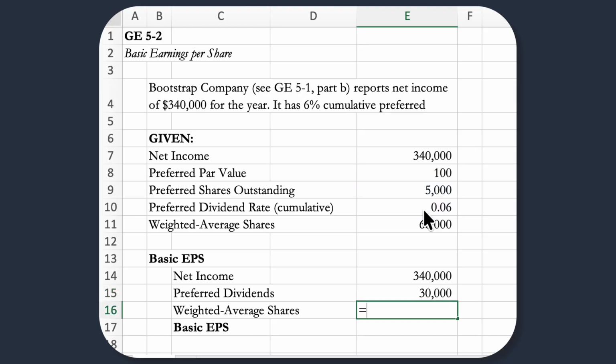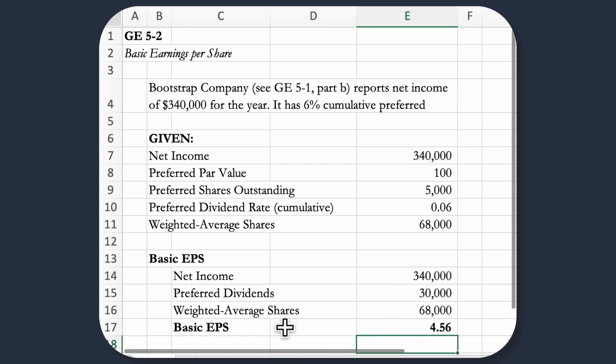Then we've got our weighted average shares outstanding given to us, and we can calculate our basic earnings per share with our numerator of net income less the amount of preferred dividends. That will go to the preferred shareholders and is not available to the common shareholders, so it shouldn't be in this calculation. We divide that by 68,000 to get our basic earnings per share of 4.56.